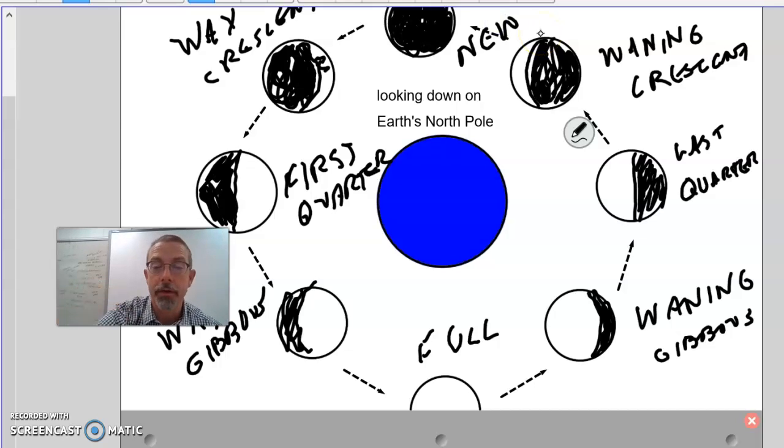So to get all the way around this cycle here, guys, takes about 29.5 days. And to go from here to here takes about a week. To go from here to here takes about a week. To go from here to here takes about a week. To go from here to here takes about a week.